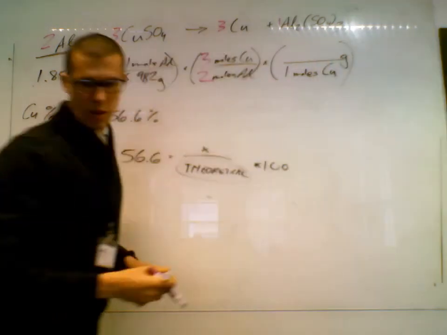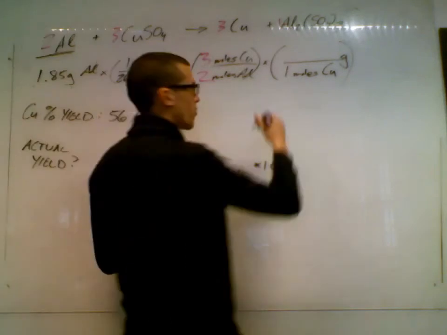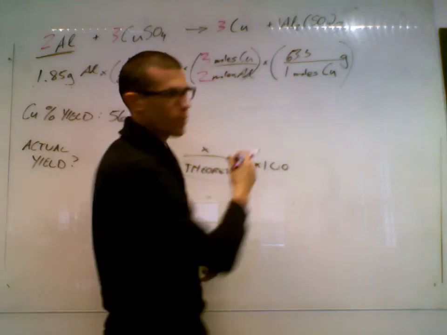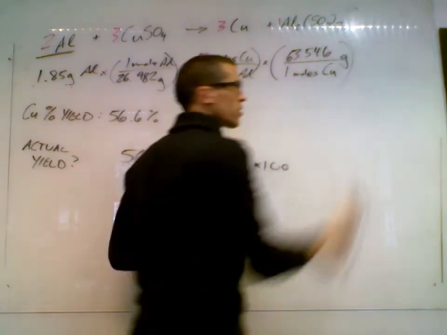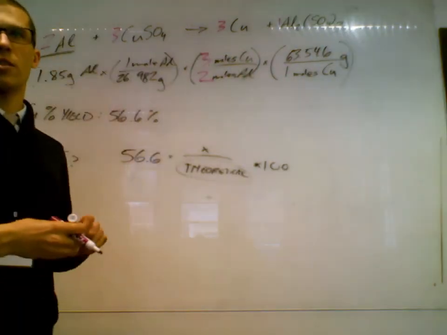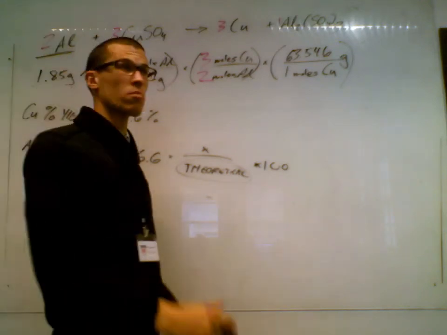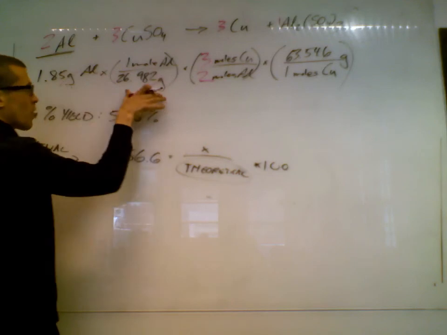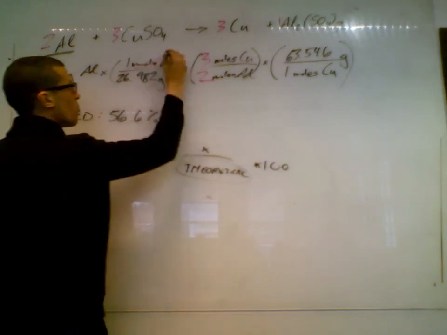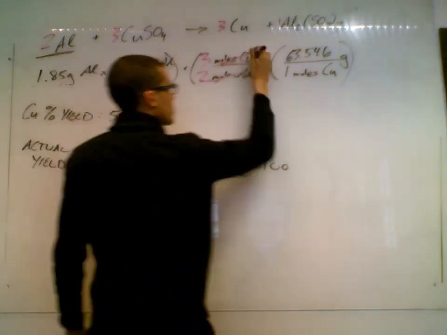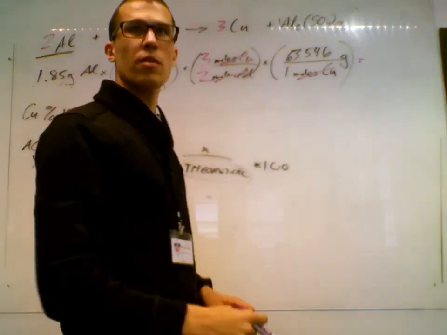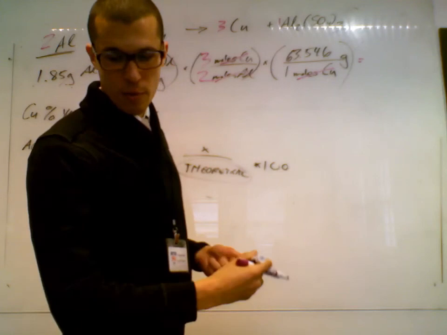What's our grams of copper anyway? 63.546. Where'd you get that one? That number is in the periodic table, underneath the Cu. That's the molar mass of Cu. So right here, our units are crossed off. Our moles of Al are crossed off. Our moles of Cu are crossed off. And our final units are going to be grams of Cu.